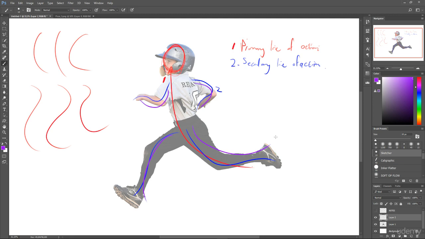The primary line of action is definitely the most important, but really it's the overall gestural movement and flow of the entire body. That is what the primary line of action represents. And then the secondary line of action is there to help us add in flow, in step, in opposing curves, in a dynamic flow, the limbs, the arms, the legs, as well as the head, as they flow out from that primary line of action.